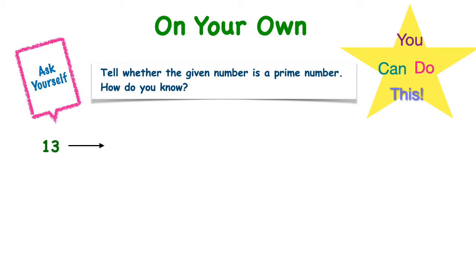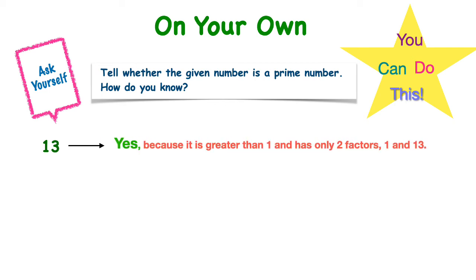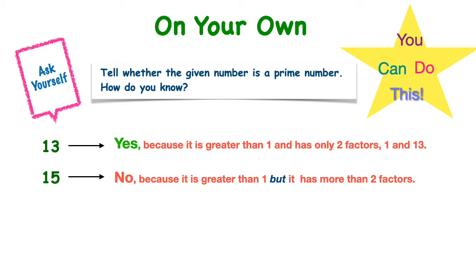Pause your video if you need to. If you said that 13 was a prime number, you are correct. And it's a prime number because, yes, it's a whole number greater than 1, and it has only 2 factors, 1 times 13. Let's try another one. The number 15. Pause your video if you need to. The number 15 is not a prime number because, yes, it is greater than 1, but it has more than 2 factors. I can get 15 by doing 1 times 15, but I can also get it by doing 3 times 5. So 15, even though it's an odd number, is not a prime number.